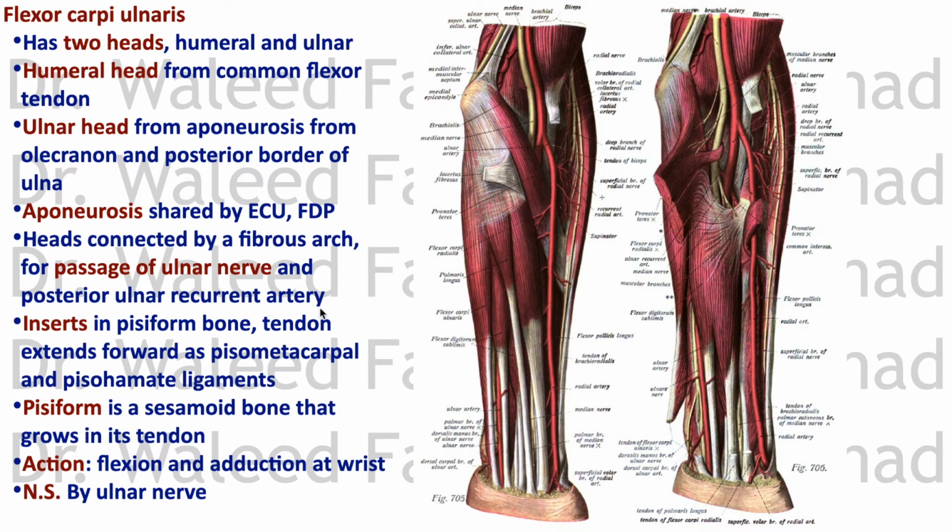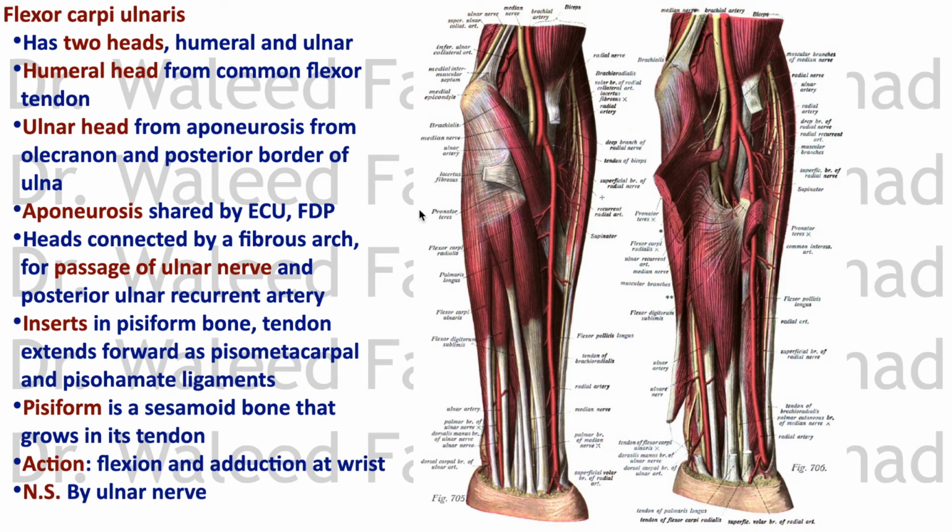Flexor carpi ulnaris muscle, the flexor carpi ulnaris muscle, this muscle also arises by two heads: the humeral head from the common flexor origin, and the ulnar head from the aponeurosis from the olecranon and posterior border of the ulna. The aponeurosis that this muscle arises from, the aponeurosis here on this side, is shared by three muscles: the flexor carpi ulnaris, extensor carpi ulnaris, and the flexor digitorum profundus. Remember that. The heads are connected by a fibrous arch for the passage of the ulnar nerve.